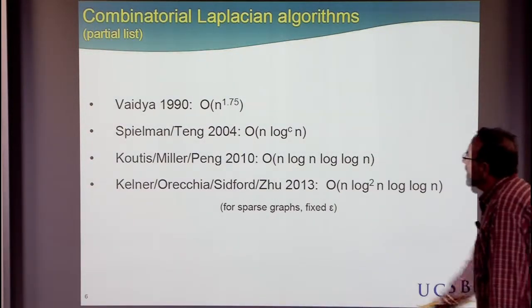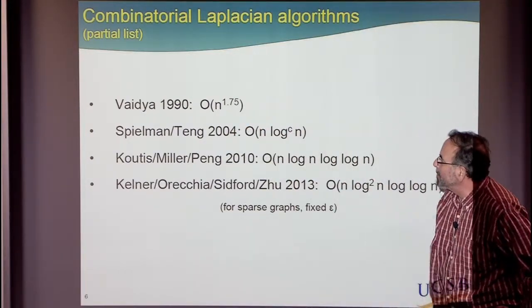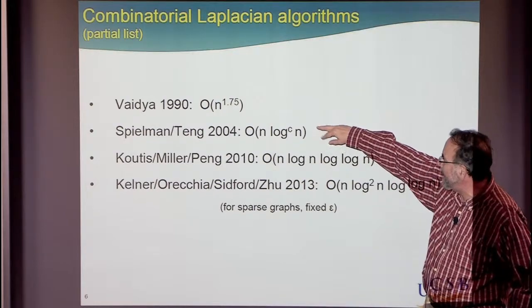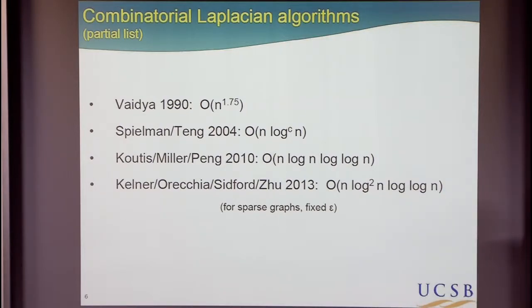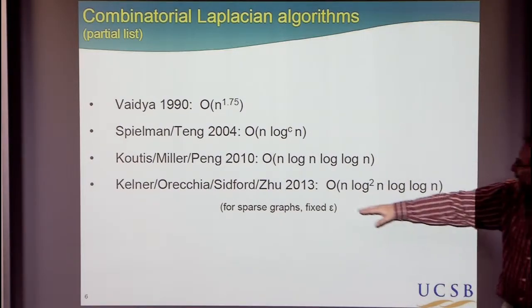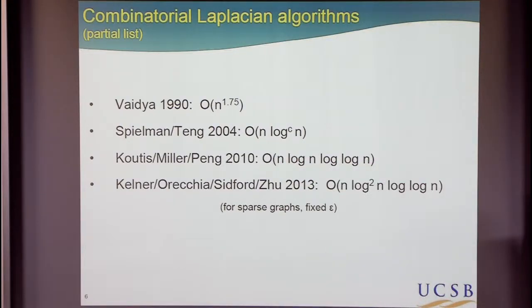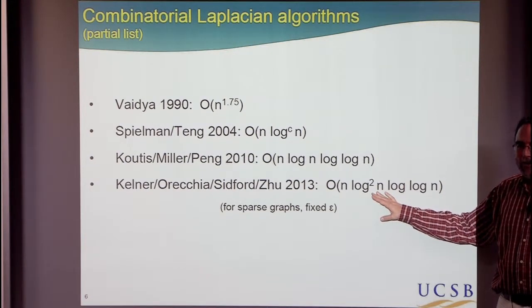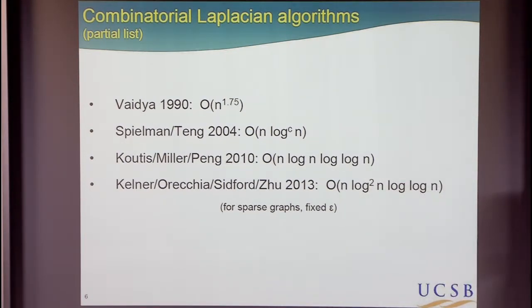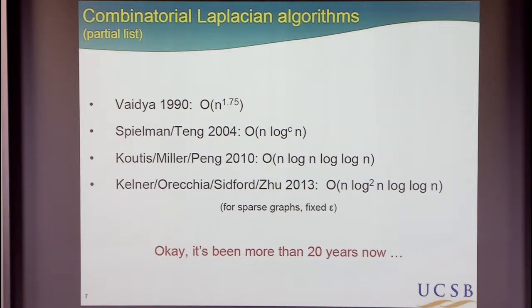So, combinatorial Laplacian algorithms: Pravin Vaidya, of course, did his work around 1990 or so. Spielman and Teng made their tremendous n times polylog breakthrough in 2004. This is far from being a complete list, but then Giannis and Gary and Richard in 2010 brought the exponent on log n down, and John et al. more recently gave an algorithm that you can actually describe to somebody in half an hour that's only a log factor slower than that. Okay, it's been 20 years.